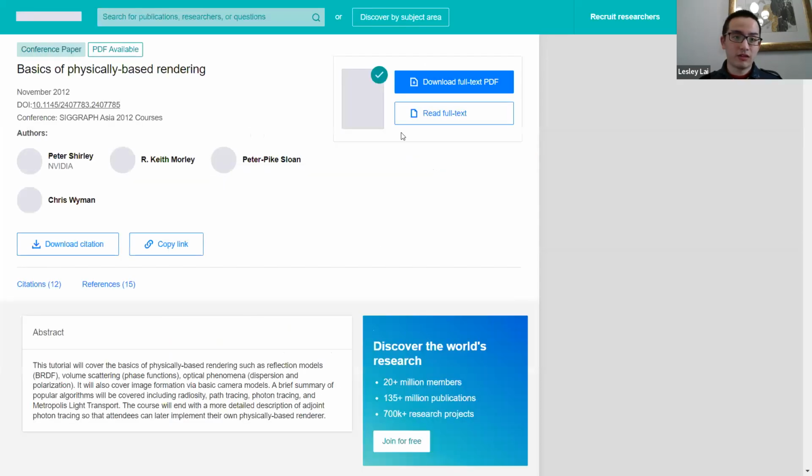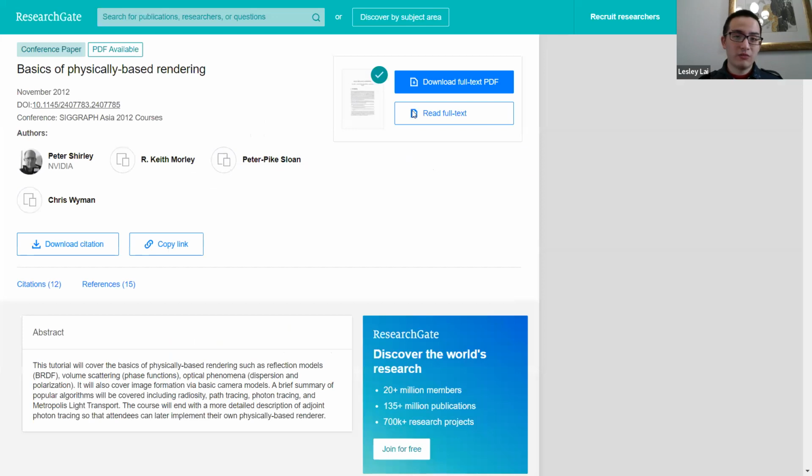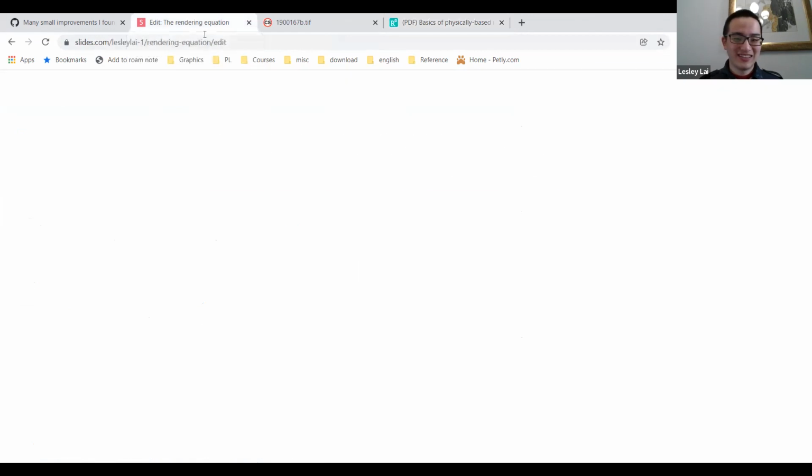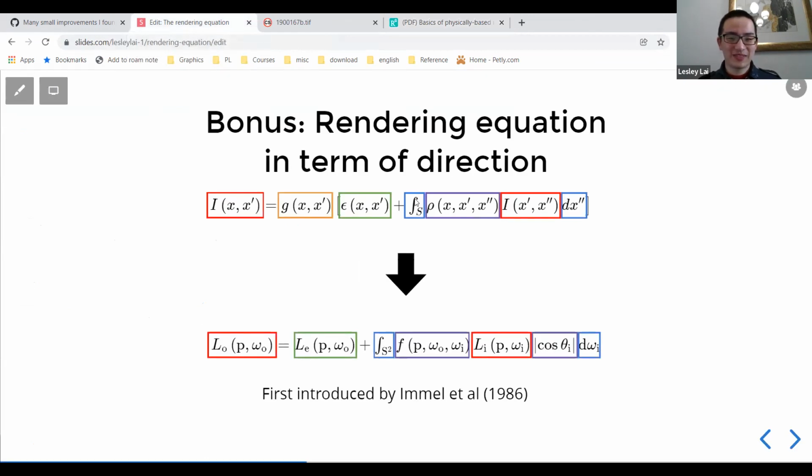We have this paper mentioned in the chat. If we take a look afterwards, Peter Shirley wrote a lot of papers in this field, probably. Any other questions?